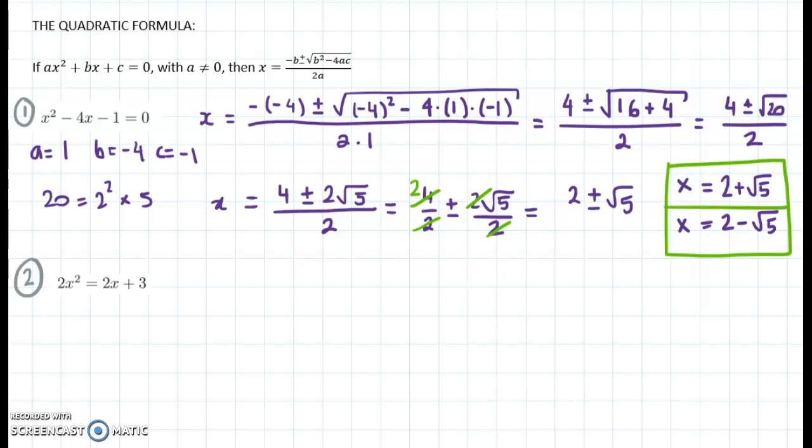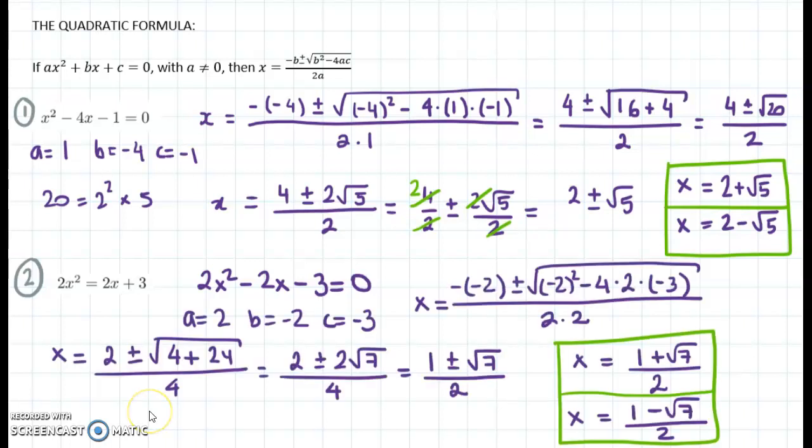For example number 2, we have that 2x squared is equal to 2x plus 3. The first thing you have to be careful about here is that this quadratic equation is not written in standard form. So we need to rewrite it in standard form so we can say what the values of a, b, and c are. That means that we want to write everything on one side equals 0. In this case, this is going to be 2x squared minus 2x minus 3 is equal to 0. So I want you to pause the video now and try to solve it. You can now compare your solutions with mine.